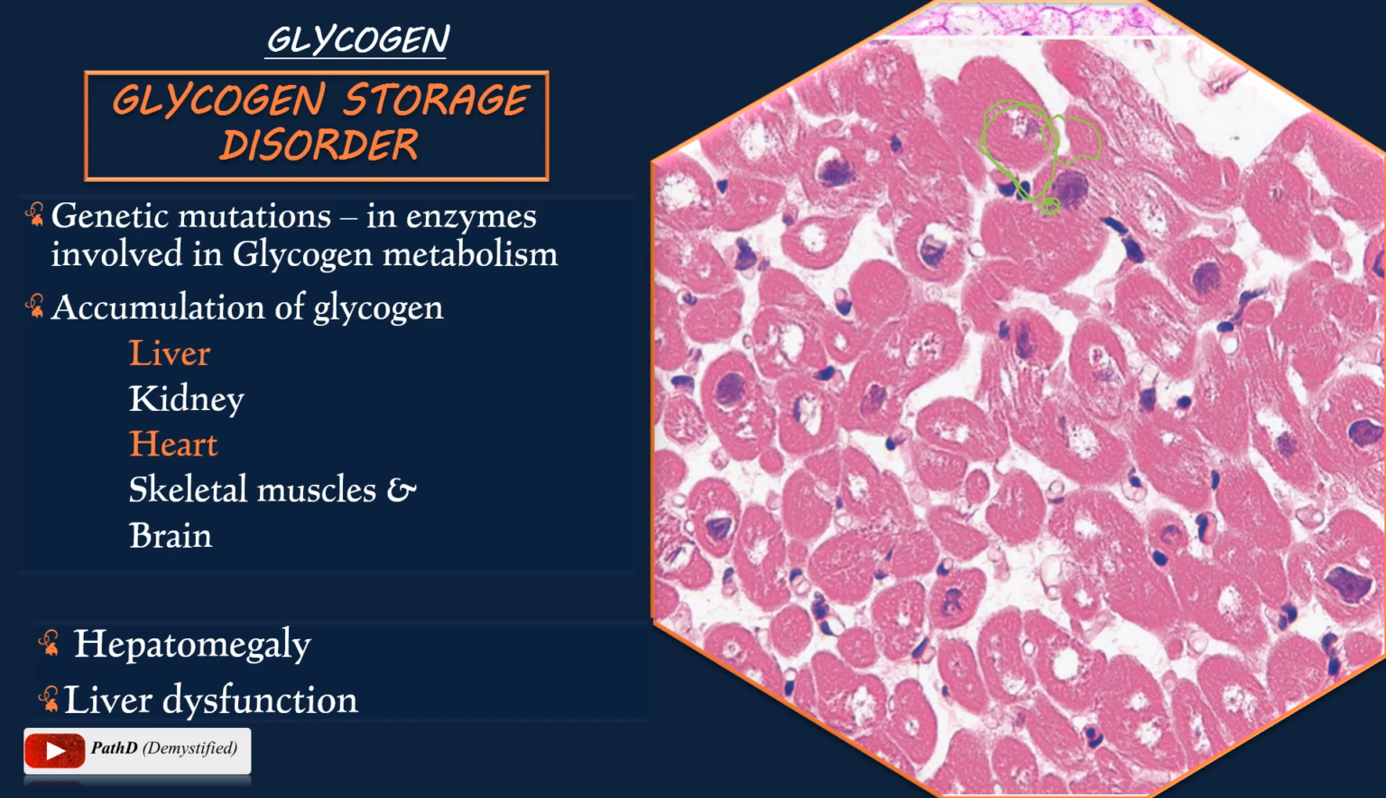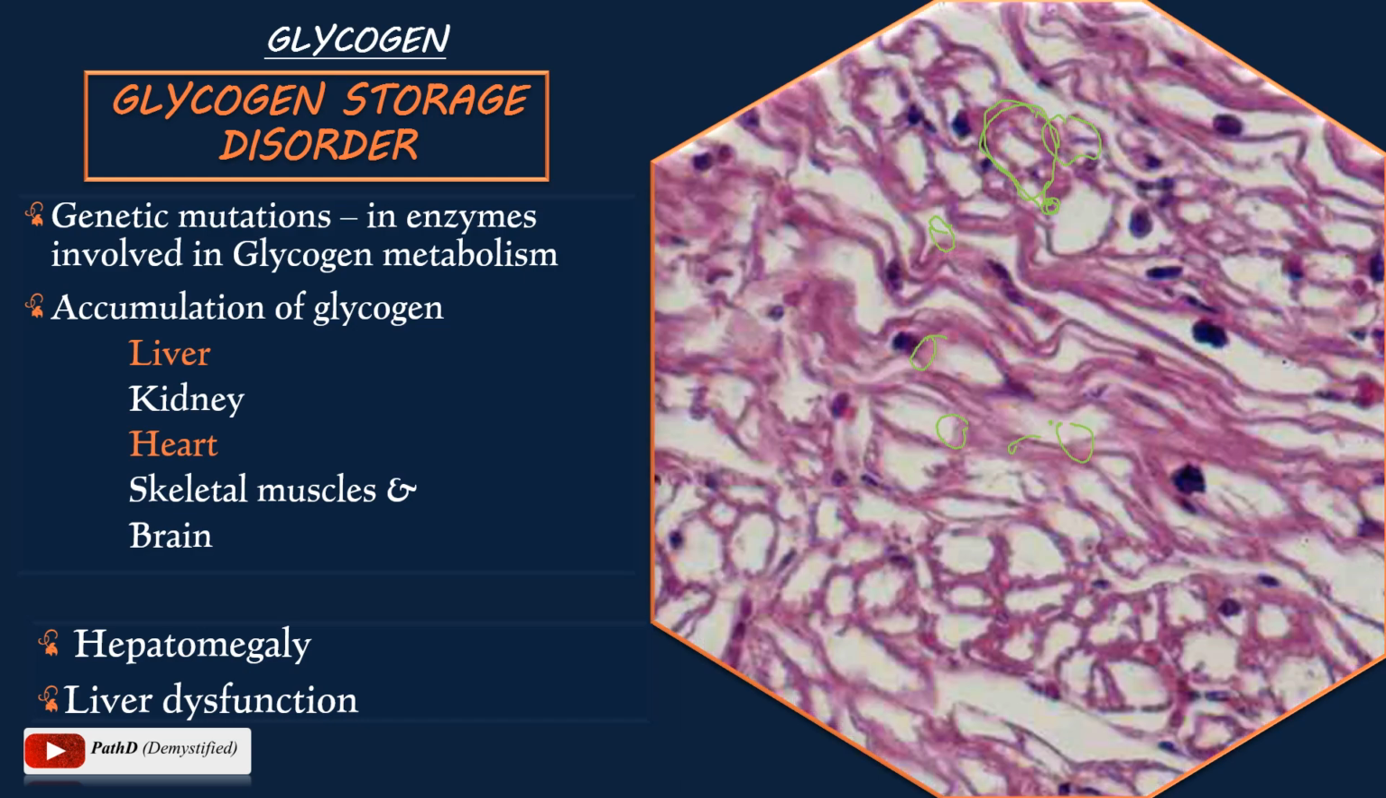See, in heart again there is accumulation of glycogen within the cardiac muscle cells. These are all glycogen, and when you stain this section again with PAS, you see the presence of dark pink and rose colored glycogen. And these patients, when the heart is affected, develop cardiomyopathy and severe cardiac dysfunction.